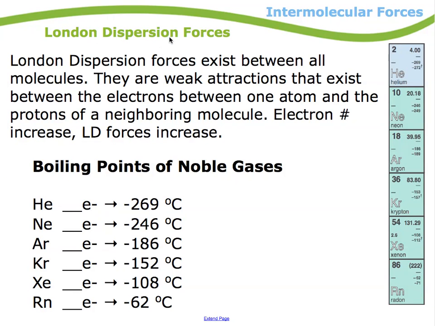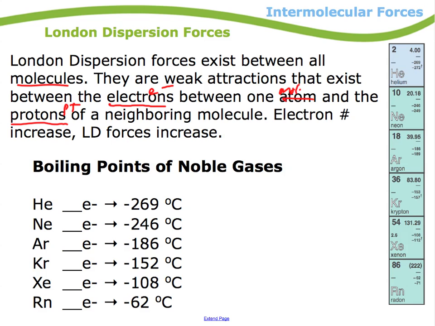So first off, London dispersion forces. These forces exist between all molecules, all of them. So it doesn't matter if they have the other two kind of forces or not. All molecules have London dispersion forces. And there are attractions that exist between the electrons of one atom and the protons. Remember, electrons are negatively charged, protons are positively charged. Electrons of one atom and the protons of a neighboring atom, or a neighboring molecule is probably the better way to say that.